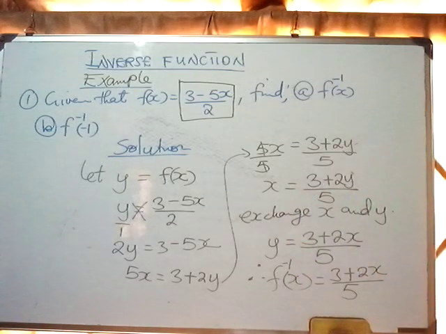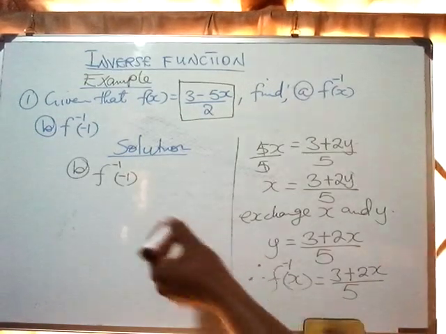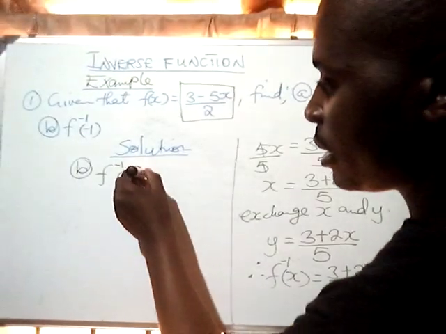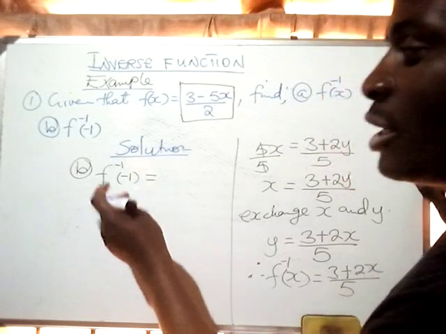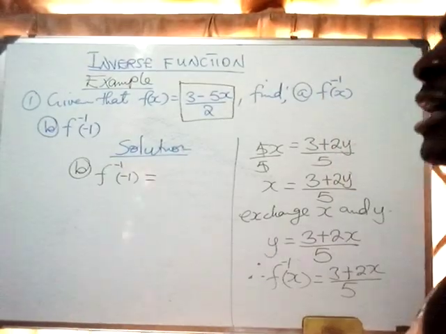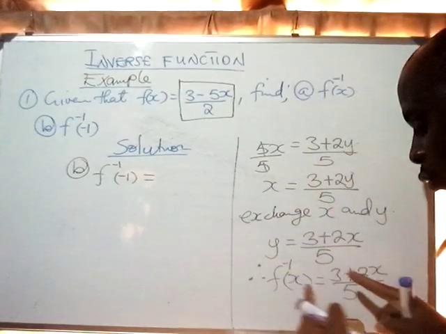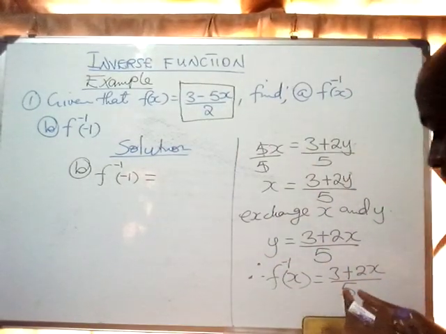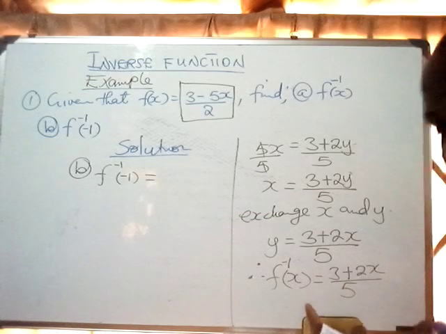Let us now do question number B. So f inverse of -1. This will mean that we first need to find the inverse. What is the f inverse? The f inverse was found already under the first question, question number A.